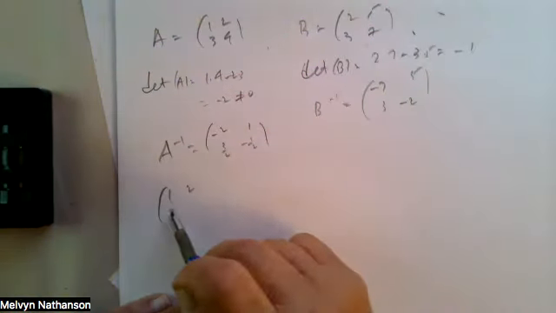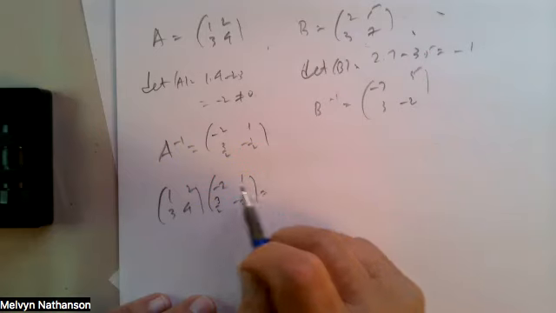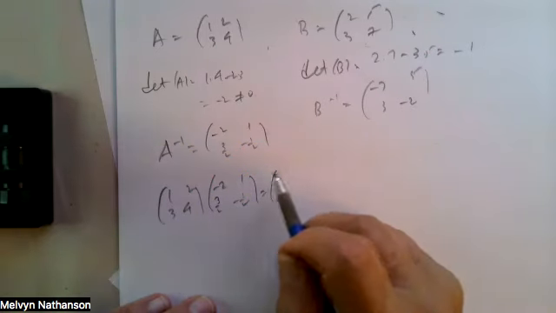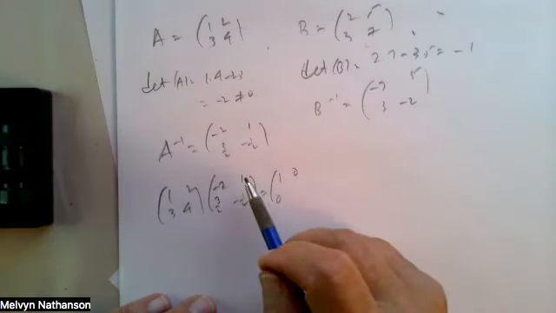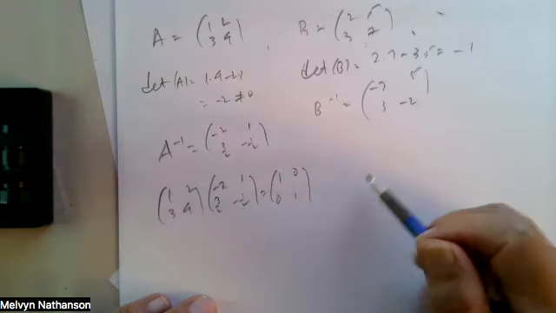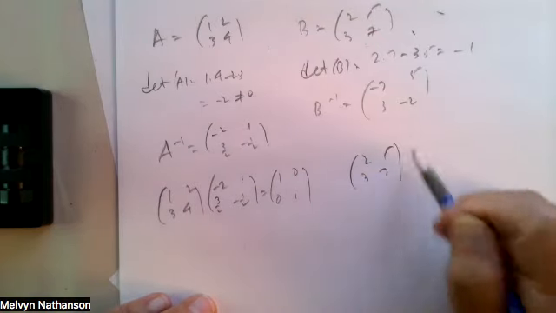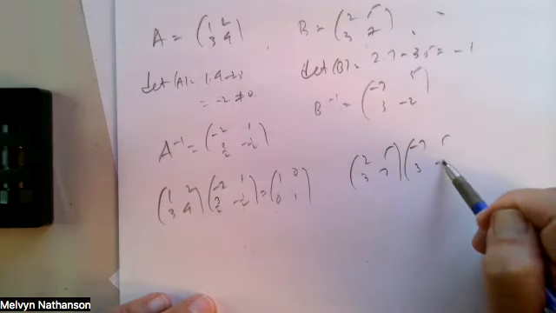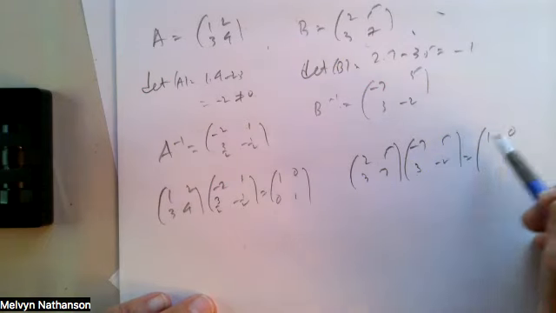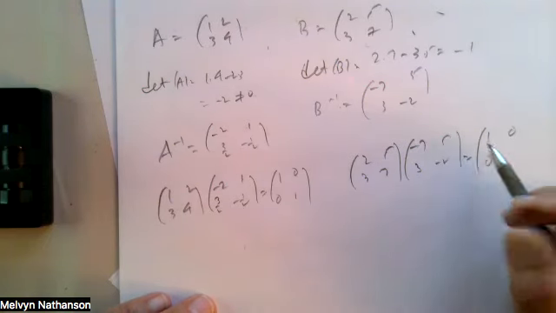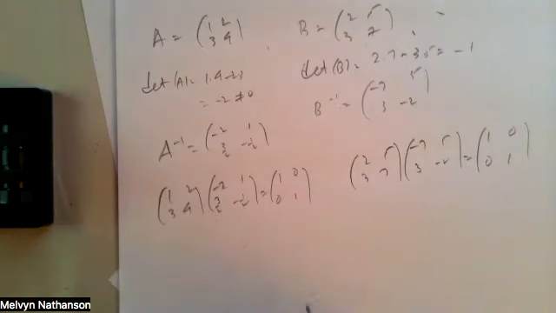If I have 1, 2, 3, 4 times minus 2, 1, 3 halves, minus a half, I get minus 2 plus 3 is 1. 1 minus 1 is 0. Minus 6 plus 6 is 0. 3 minus 2 is 1. And if I multiply B times B inverse, 2, 5, 3, 7 times minus 7, 3, 5, minus 2, minus 14 plus 15 is 1. 10 minus 10 is 0. Minus 21 plus 21 is 0. 15 minus 14 is 1. So those are the inverses.